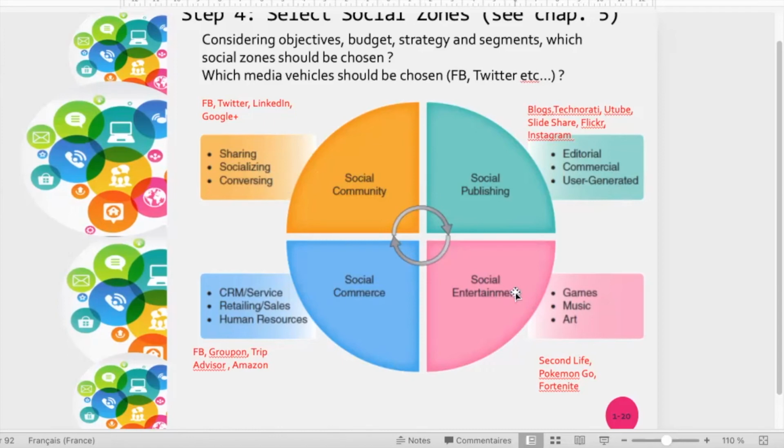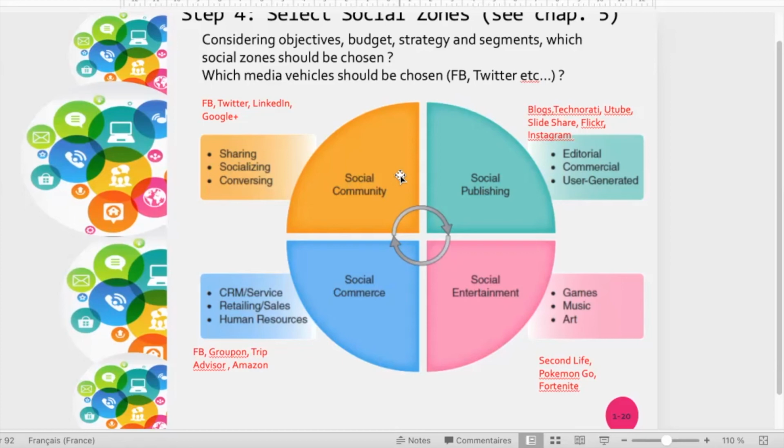We're not doing social entertainment because it does not make sense. It's an education, and so it does not make sense to play games and to do music. And that is why we don't do social entertainment. And social commerce, we're not doing social commerce because we don't actually have an e-commerce platform. So prospects who are interested in our doctor degree will contact myself as the head of the degree or our administrative staff. So you see, according to different targets, different companies, different social media strategies are appropriate.